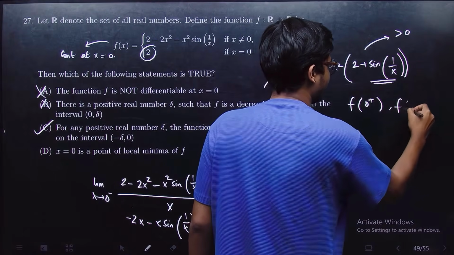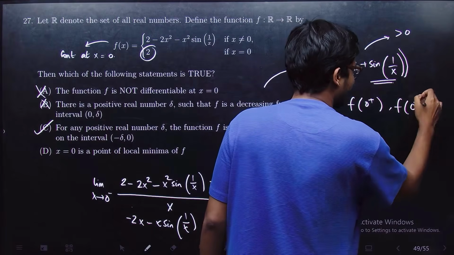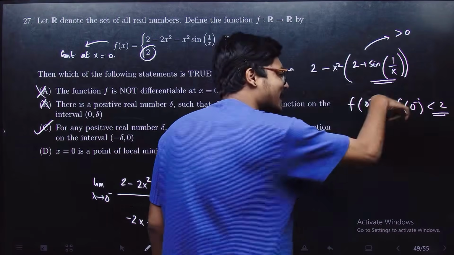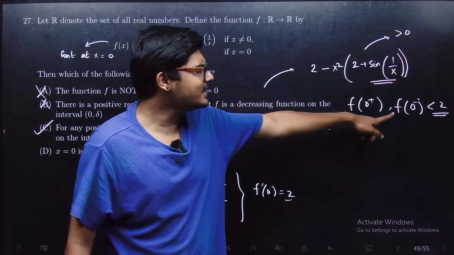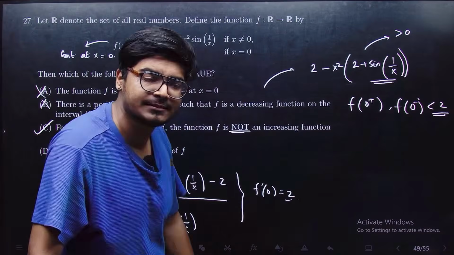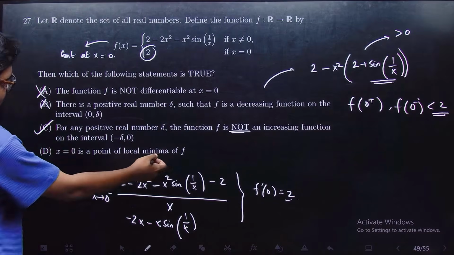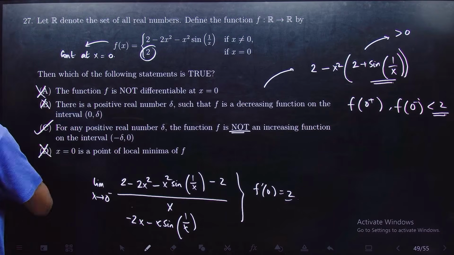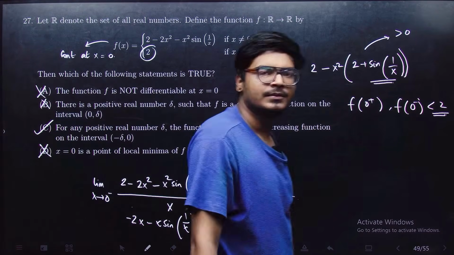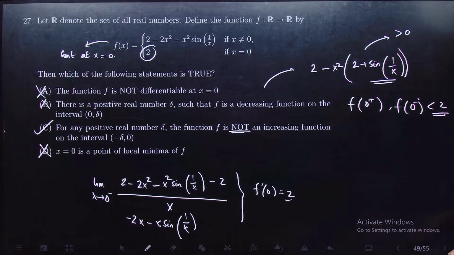And f of 0 plus and f of 0 minus, these both are less than 2, right? So if they're both less than 2, then I can say that 2 is going to be a point of local maxima for this function. So 0 is a point of local minima, this is incorrect. So the only correct option is option C. Cool. Coming to the next one.